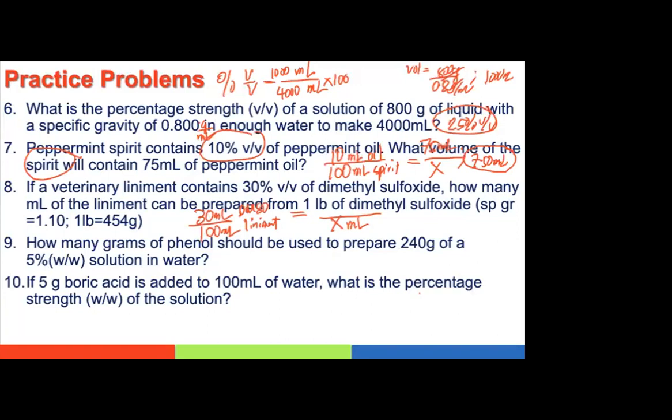How will you convert 1 pound to ml? Buti na lang, binigay yung conversion factor. Specific gravity is 1.1 and 1 pound is equal to 454. Sige, let's compute for the volume of your DMSO. You will start from 1 pound, or dahil directly naman na ibinigay, 1 pound is equal to 454. Isulat na natin yon.